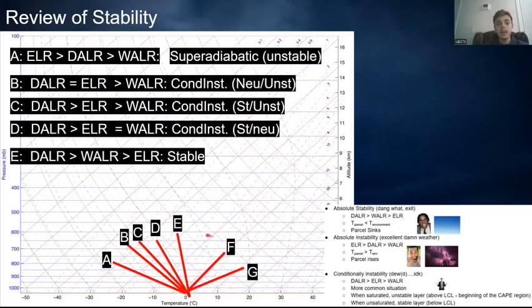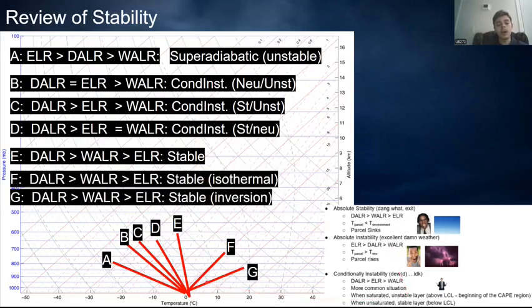Now E is not as steep, or not as far to the left, as the dashed line or solid line. So that's the order: D, then E. I'm not interested in E's exit, because it's a stable atmosphere. Now, F and G are also going to be stable because they are less steep, less to the left of the other lapse rates.